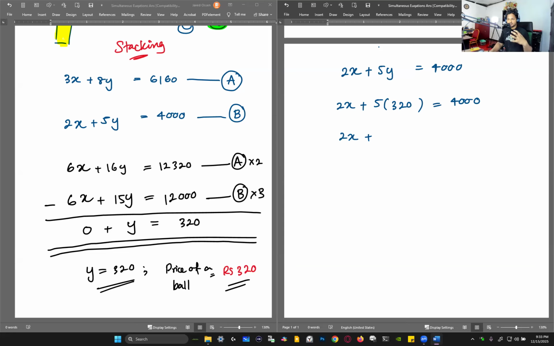We're going to make x the subject of the equation and get the answer of x. So 320 into 5, what's the answer? 1610, right? Apologies, 320 into 5 is 1600.